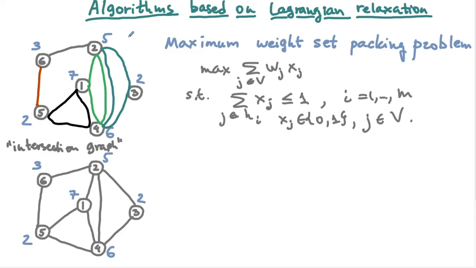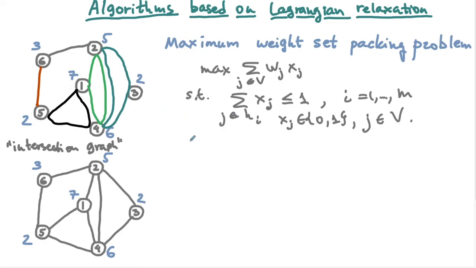Previously we developed an integer programming formulation for this problem: you want to maximize the sum of wj xj over j in V, such that for every hyperedge hi, the summation of the corresponding variables is at most 1. Obviously this inequality expresses the fact that you cannot pick more than one vertex from the same hyperedge. Alright, so let's write down the Lagrangian relaxation and see how we can utilize it.